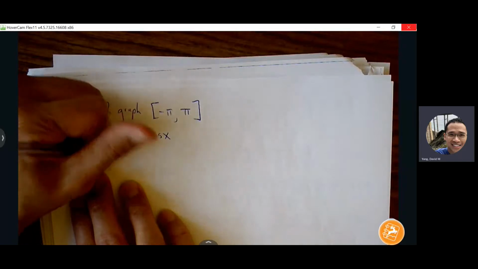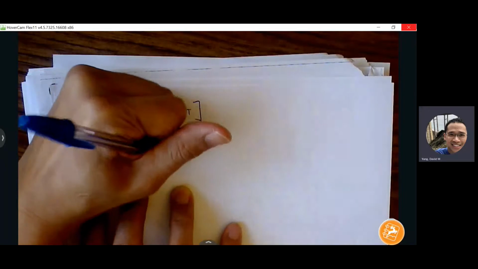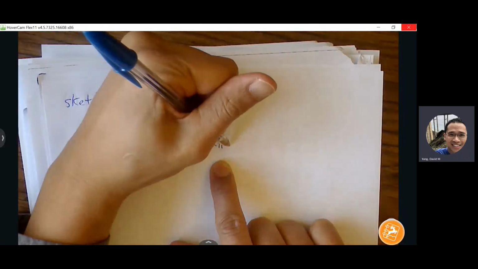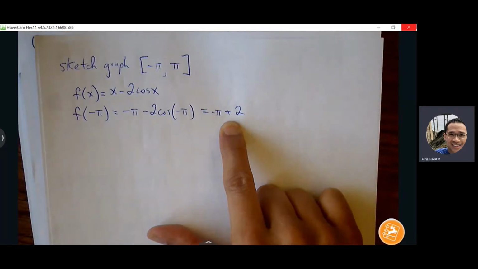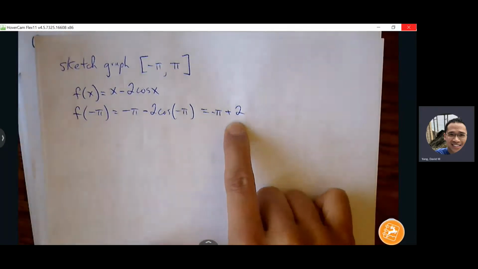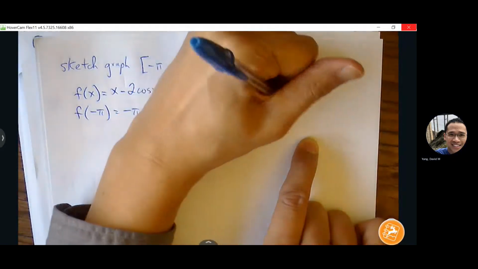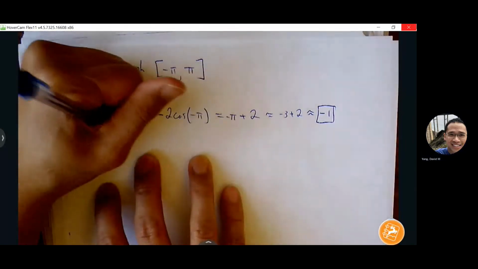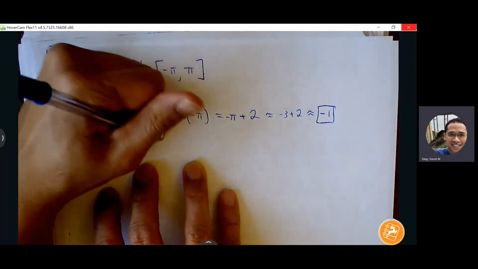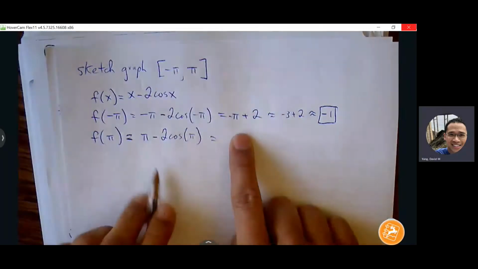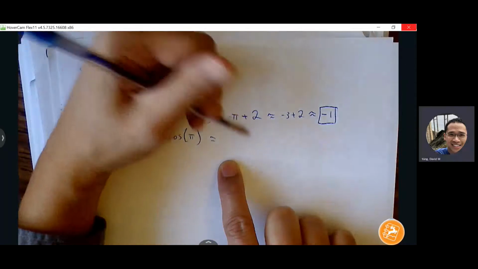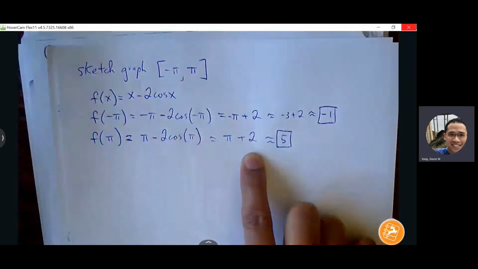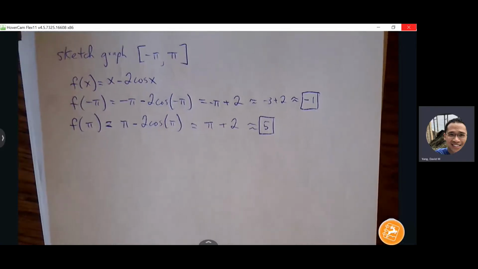So f of negative pi is negative pi minus 2 cosine of negative pi. So that's negative pi plus 2. That's the exact value, but just to ballpark value, I can think of that as around like negative 1-ish. All right, f of pi. Pi plus 2. 3 plus 2, that's around 5. Okay, so at least we have an idea where we can put some of these points here. So let's go ahead and do that.